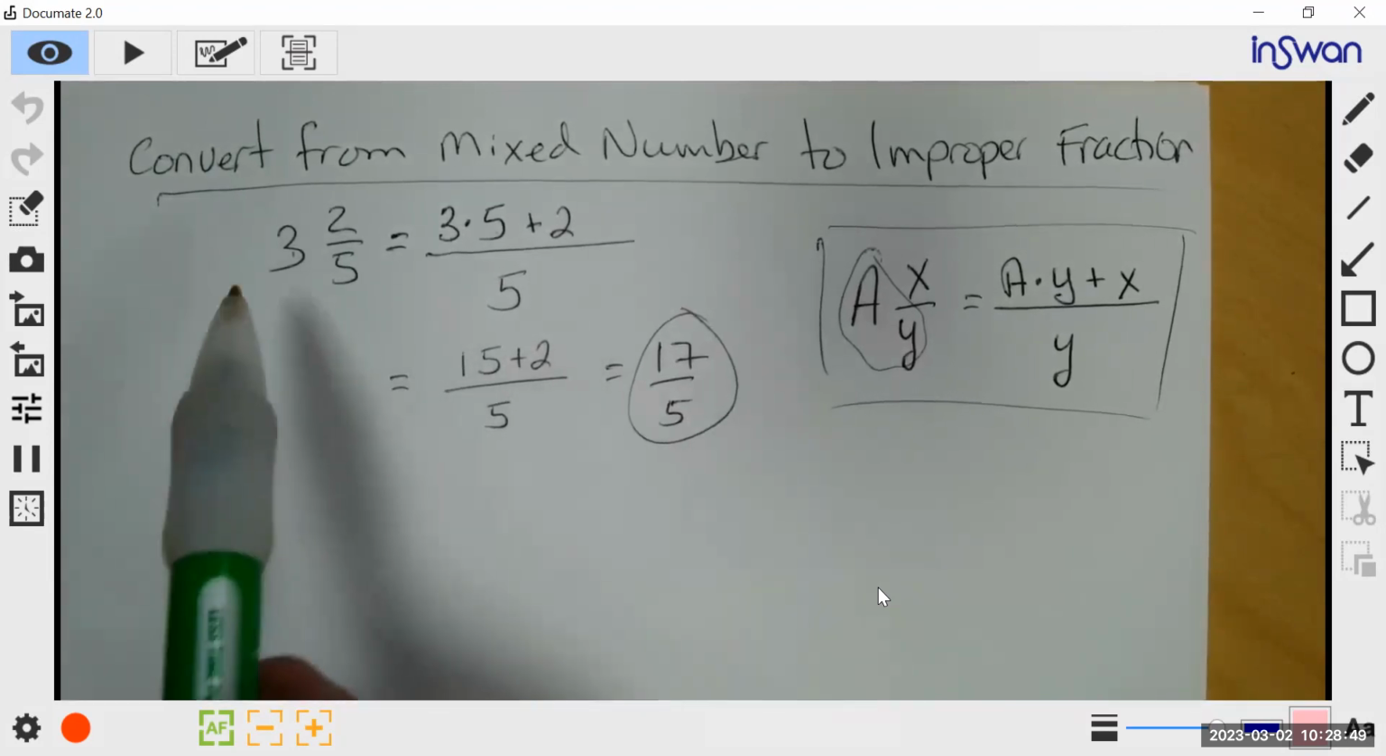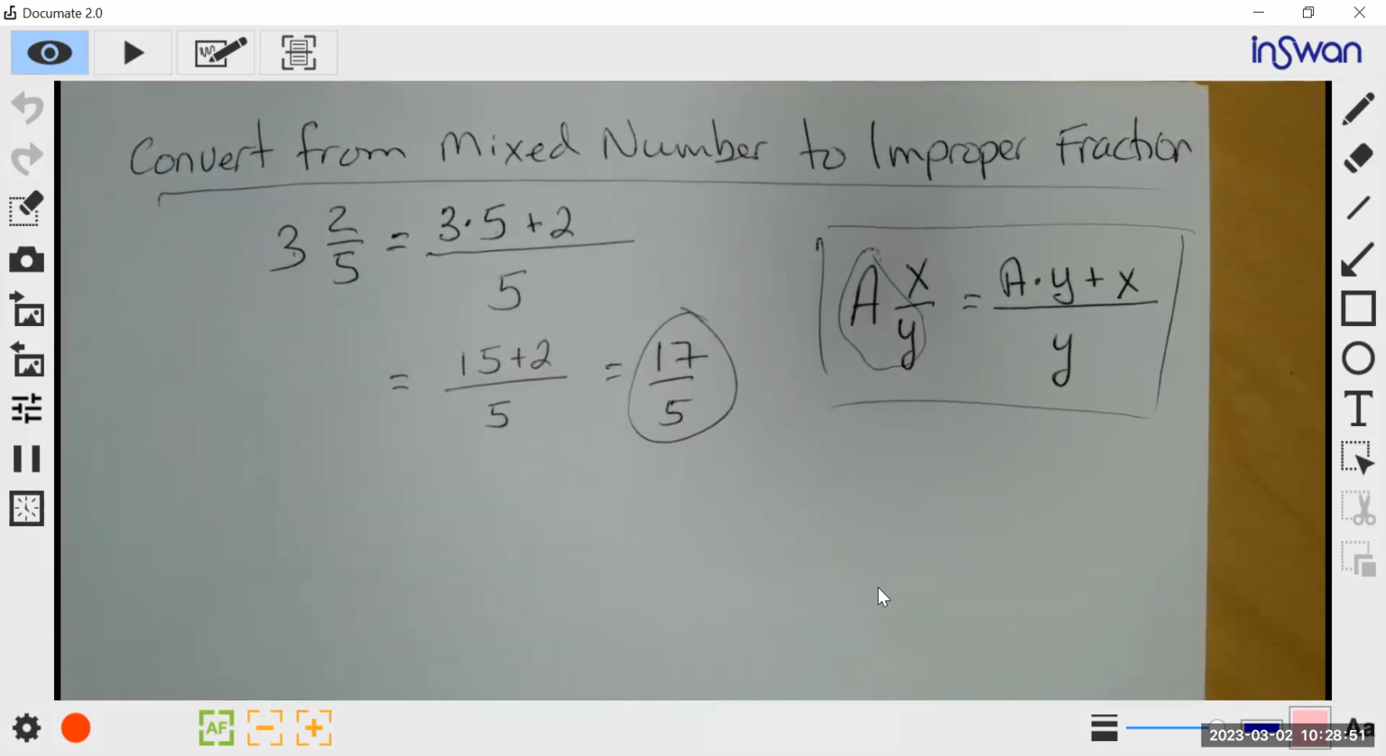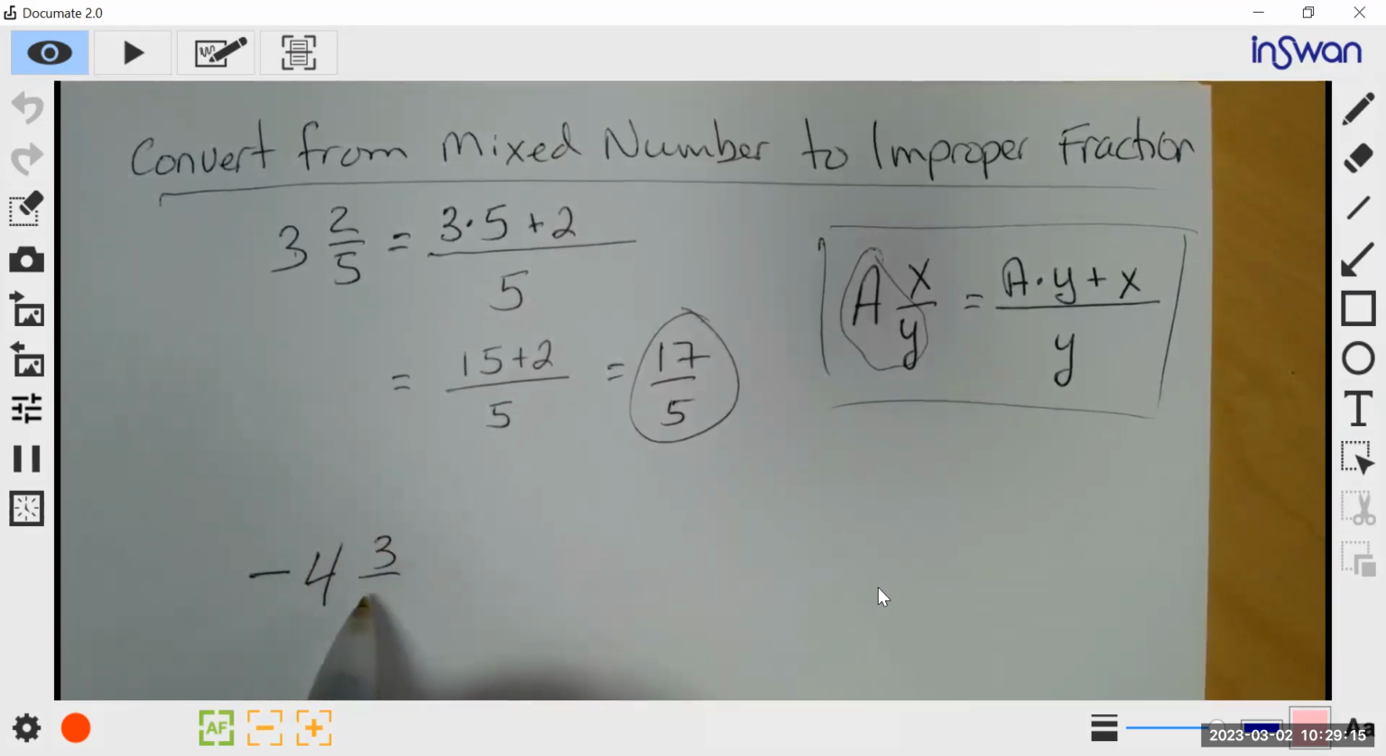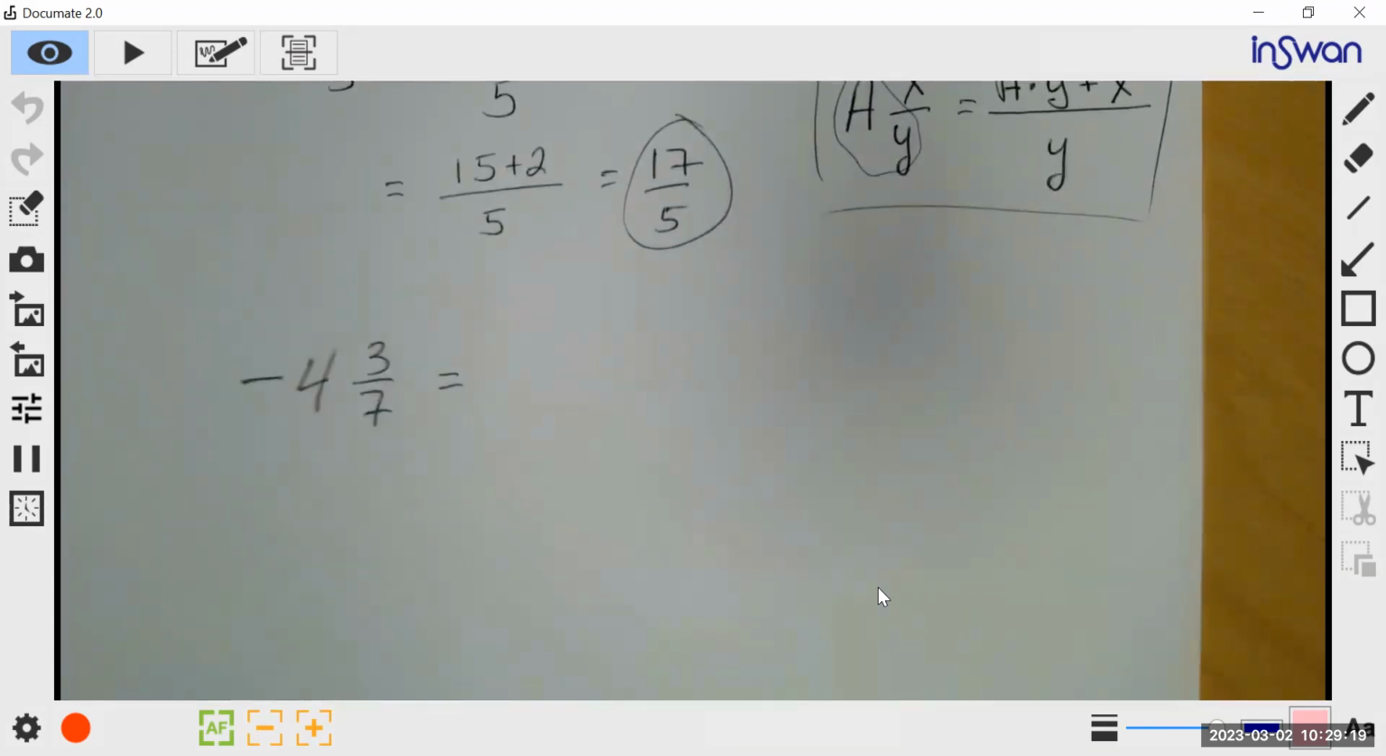Why would we want to convert from mixed number to improper? It'll help us when we do the next parts, which are multiplication, addition, subtraction, and division of fractions. It's much easier to put it in this form, work it out, and then simplify it again. What if I gave you this number? Give me that number as an improper fraction.